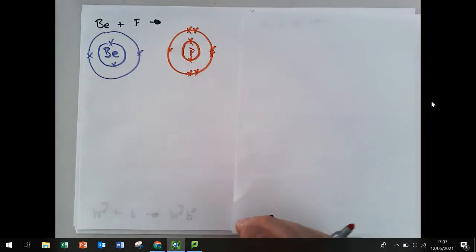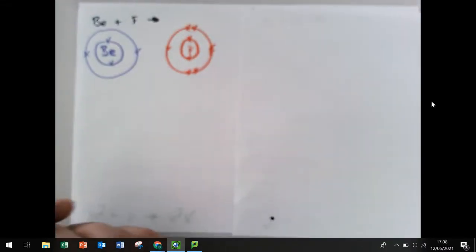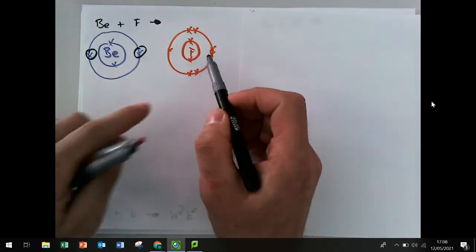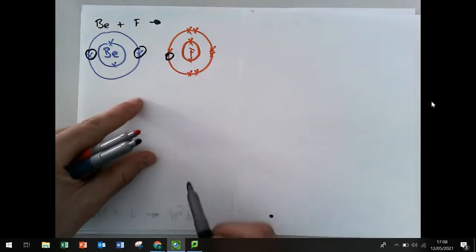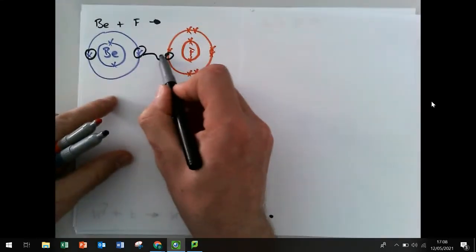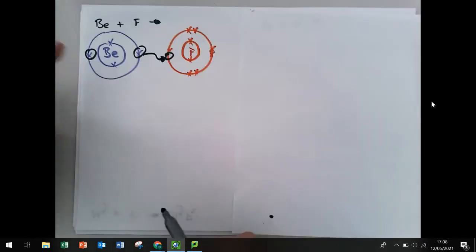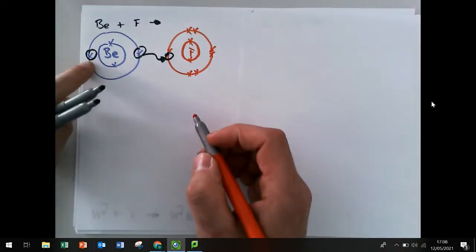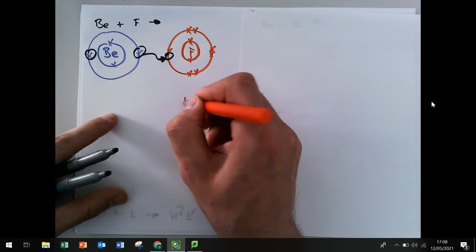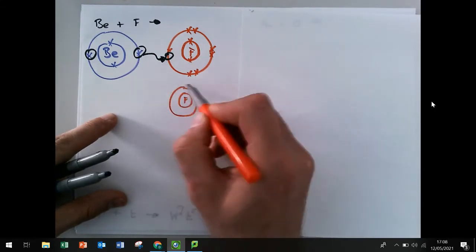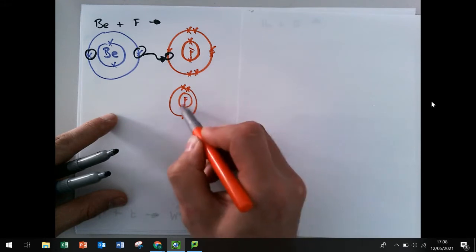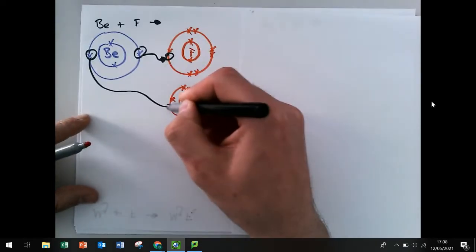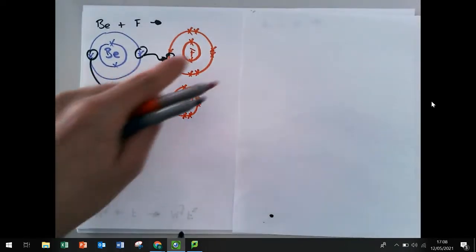So how can we make these have full outer shells? Well, beryllium needs to lose both of its electrons. Fluorine only has space for 1 electron here. So we can move 1 over, but what are we going to do with the other one? Well, we're going to need a second atom of fluorine so that the second electron can go to the second atom of fluorine. So we're going to add a second fluorine, and this second electron can go to the second one over here. So now this one will have a full outer shell and this one.